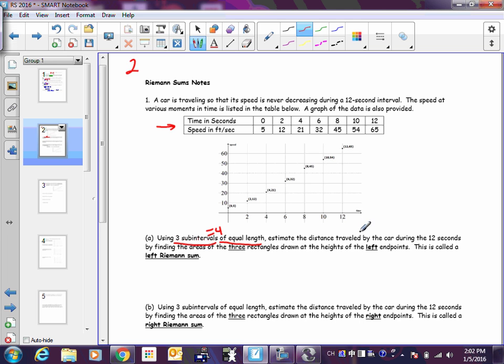Estimate the distance traveled. So this is just like what we did a second ago. So I know I'm going to be multiplying some numbers. During the 12 seconds, by finding the areas of the 3 rectangles drawn at the heights of the left endpoints. This is called a left Riemann sum. That's just the name of it, this method. So I'm going to show you first on the graph. If my subinterval is a distance of 4, my rectangle is going to have a base of 4, and the height is going to be determined by one of these points. Since they said use the left one, I am going to use the left one, and I'm going to draw this rectangle.